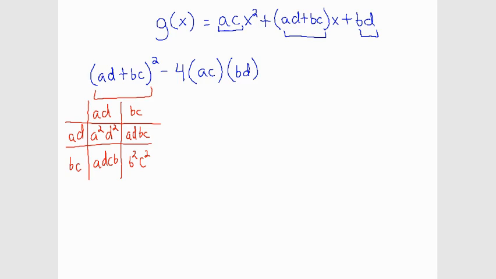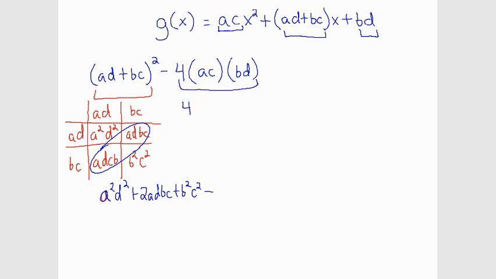So we're going to come out with a squared d squared, plus 2 of these, 2adbc, plus b squared c squared, minus this, which I'll rewrite as 4adbc, because now it matches this. But we have 2 of these, and we're subtracting 4 of these, so we'll write a squared d squared minus 2adbc plus b squared c squared. Okay, that's a mouthful.